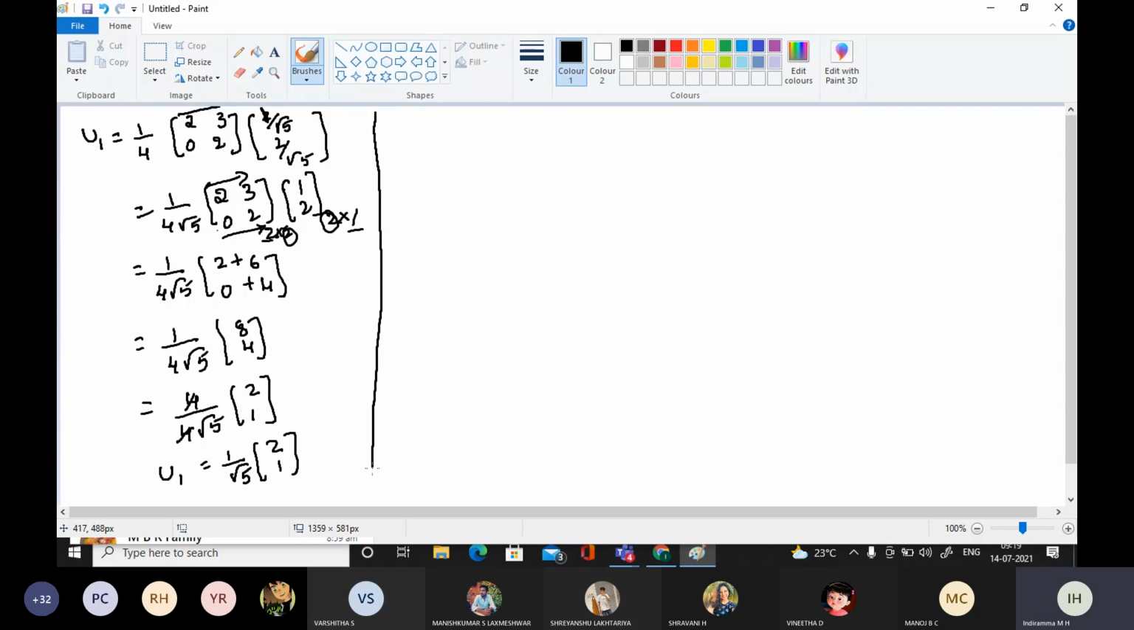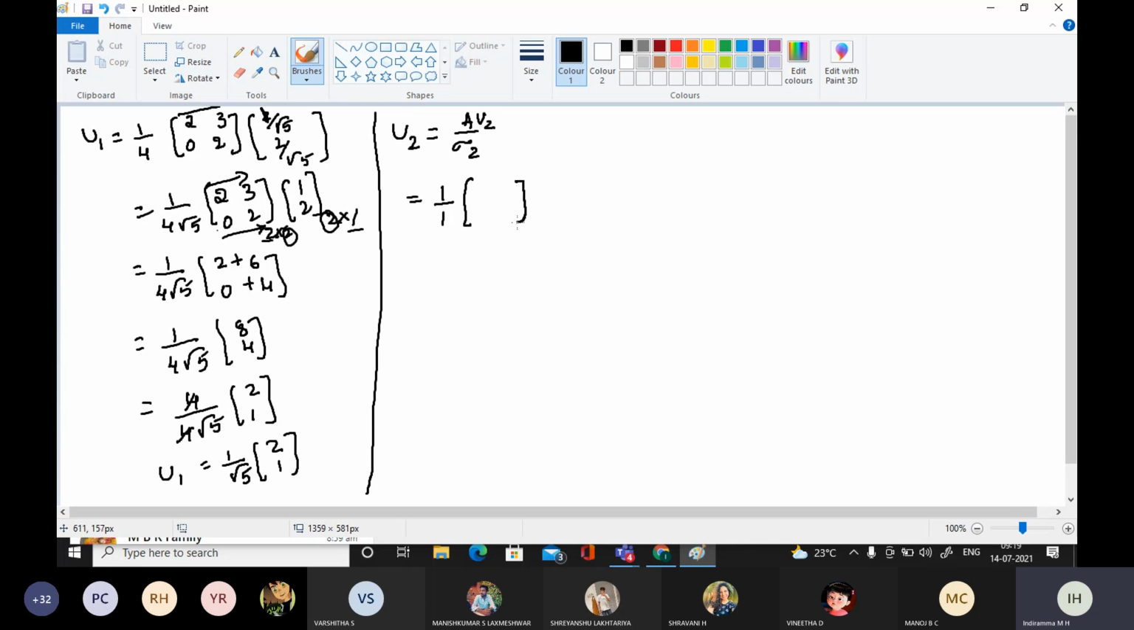Yes, ma'am. Next, we have to find U2. What formula should we use to find U2? 1 by sigma 2 into A into V2. Yes, A into V2 by sigma 2. This formula we have to use. So now substitute for sigma 2. What is sigma 2? We got sigma 2 as 1 by square root of lambda 2.